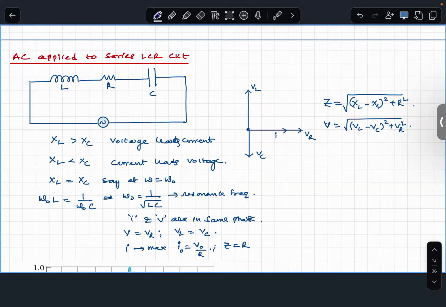See, I will assume different cases like this. Case 1: inductive reactance is greater than capacitive reactance. Otherwise, inductive reactance is less than capacitive reactance. Otherwise, inductive reactance is equal to capacitive reactance. These are the only 3 possibilities. You have nothing to do with R, by the way. Right. What happens in the first case?